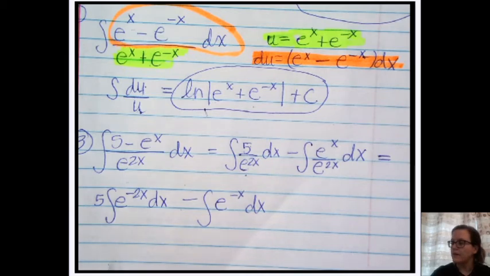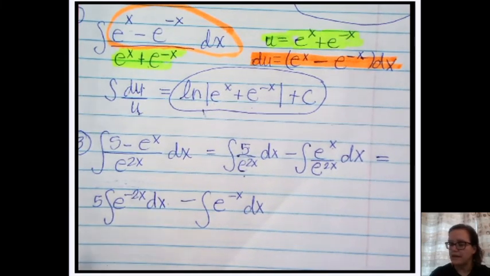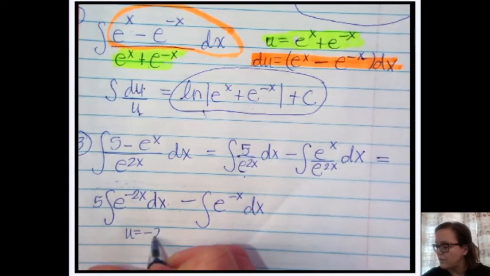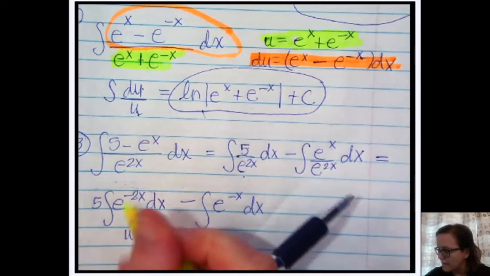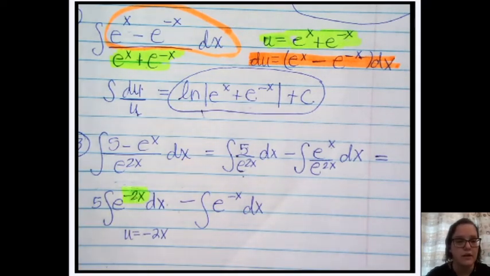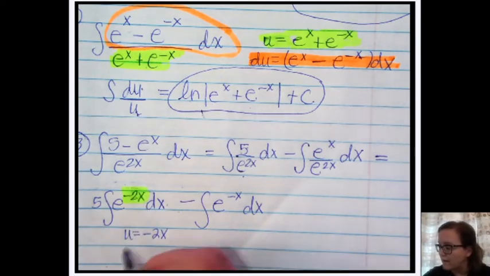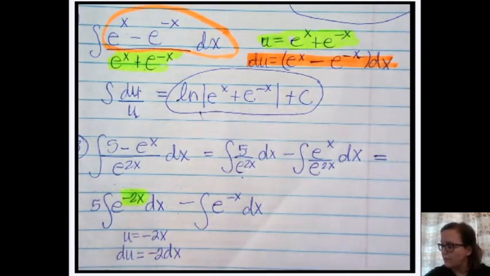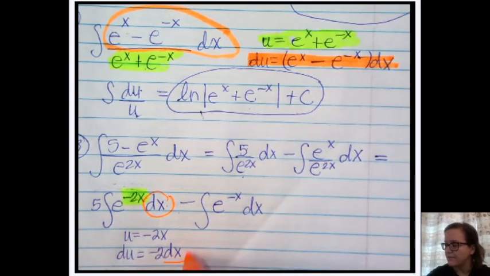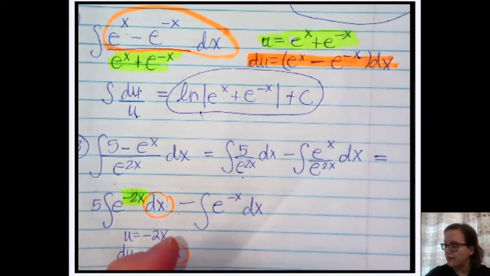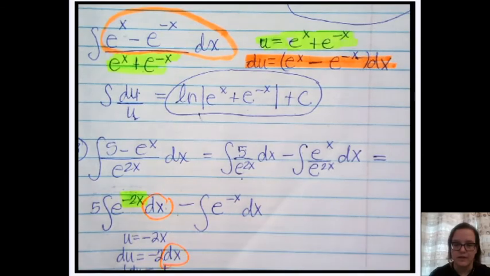So let's look at these separately. Here, if I let u equal negative 2x, because we don't have a denominator now, this is just back to integrating basic exponentials where we let u equal the exponent. So u equals negative 2x, du equals negative 2 dx. And so really I just need to take care of dx. So I'm going to have to divide by negative 2 here. So this becomes negative 1/2 du is equal to dx.